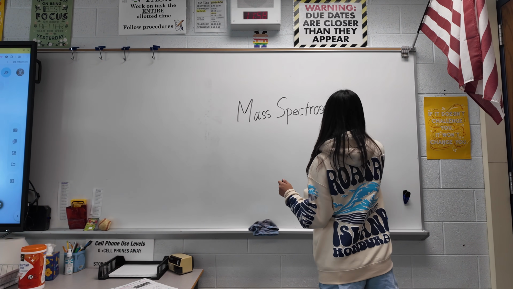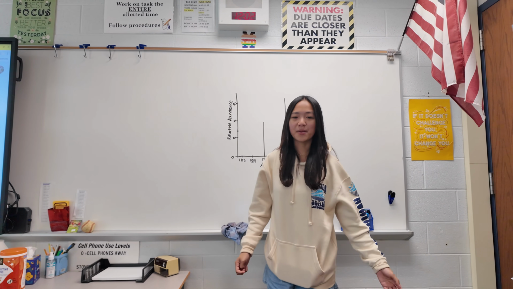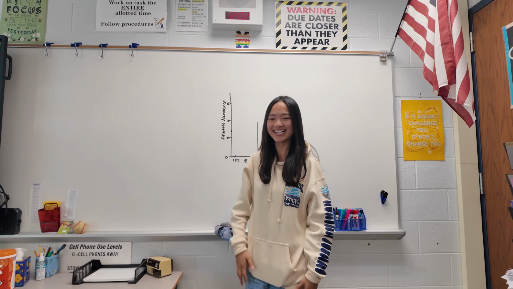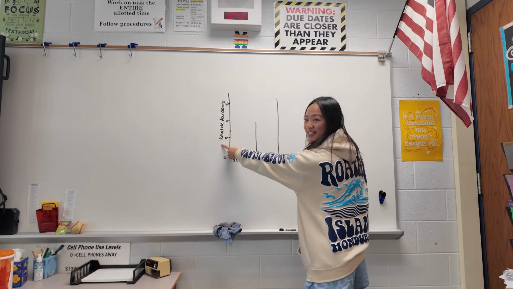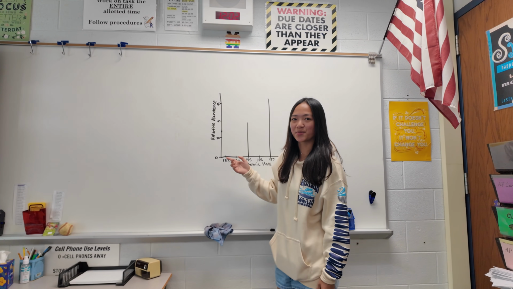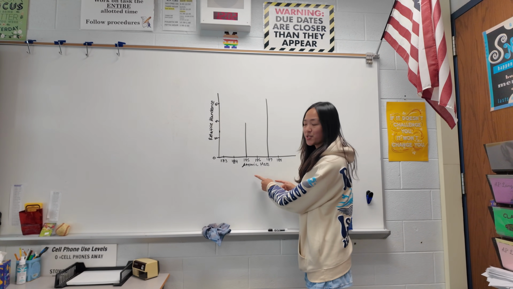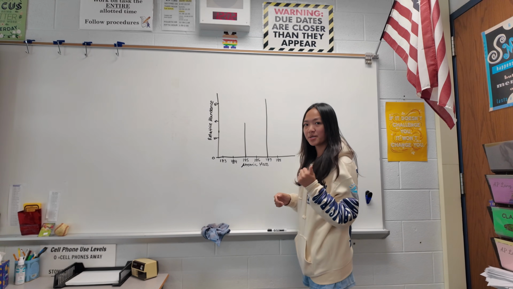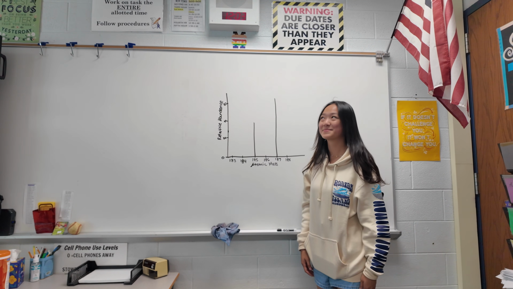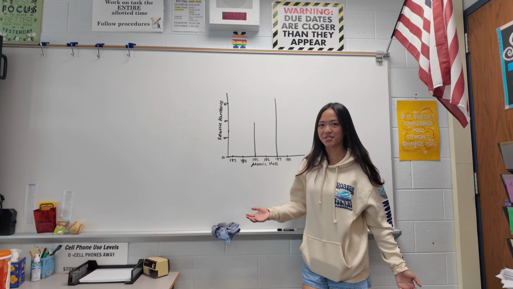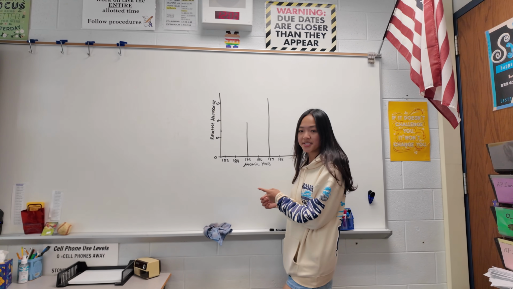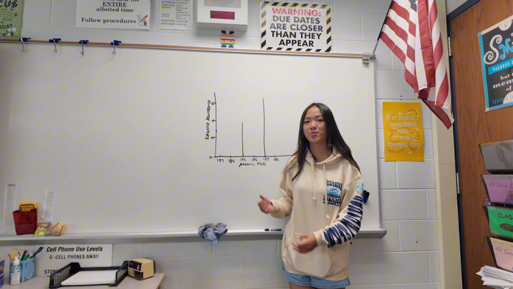Mass spectroscopy. Despite its complicated name, it's actually my favorite part of AP Chemistry because it's easy. On the y-axis, we'll have the relative abundance, which is how abundant this element is in the real world. Down here, we'll have the atomic mass, which is the number of protons plus the number of neutrons. Each line on this graph represents a different isotope that you can find in nature. Because each of these peaks represents a different isotope, we can use this information to find out which element this is.